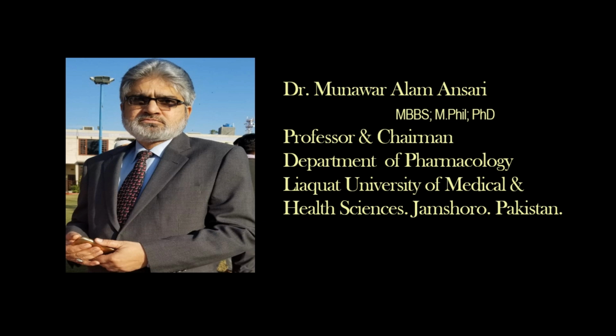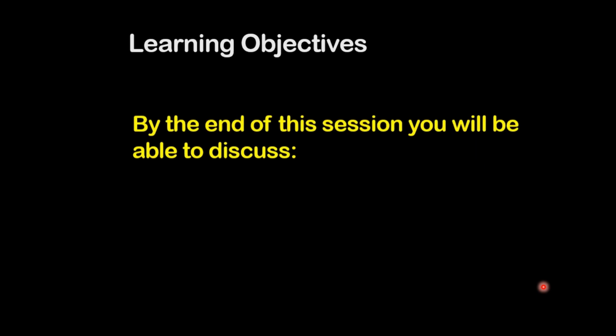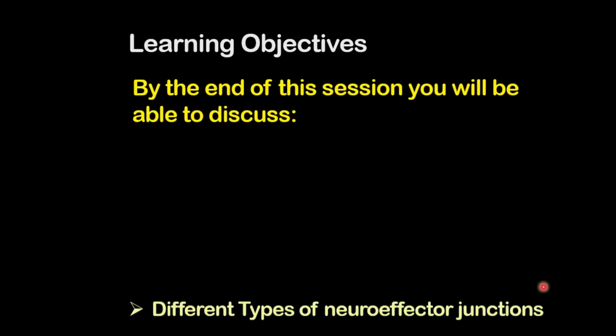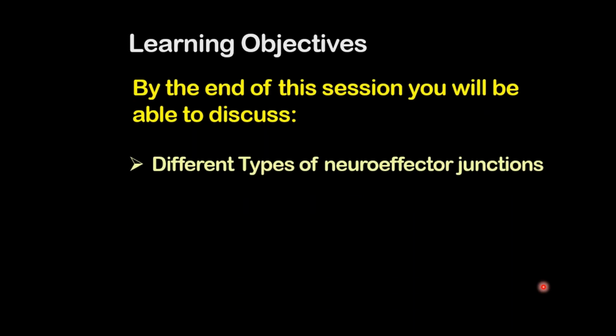Today we will discuss autonomic pharmacology, the different drugs that act on the autonomic nervous system. Our learning objectives: by the end of this session, you will be able to understand and discuss the different types of neuroeffector junctions. Neuroeffector junctions means the junction of the neurotransmitter and the effector cells, and how this neurotransmitter produces the effects.